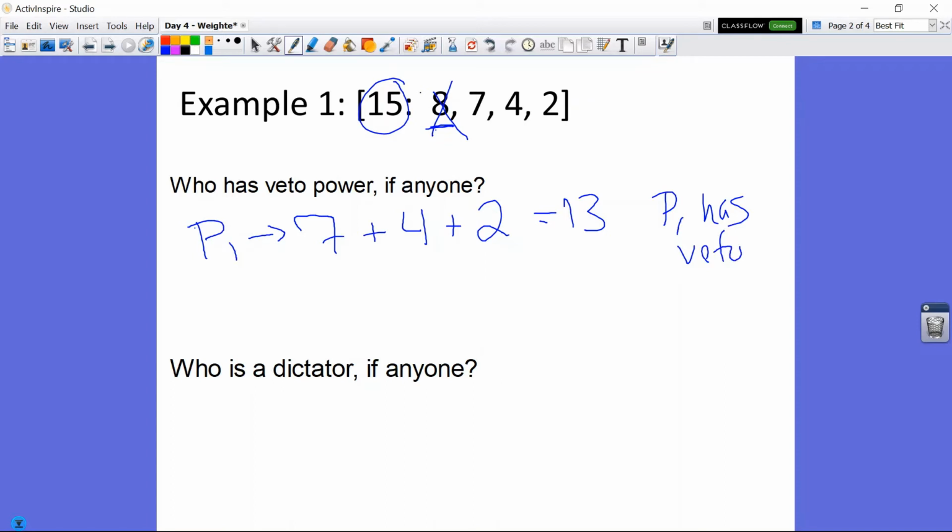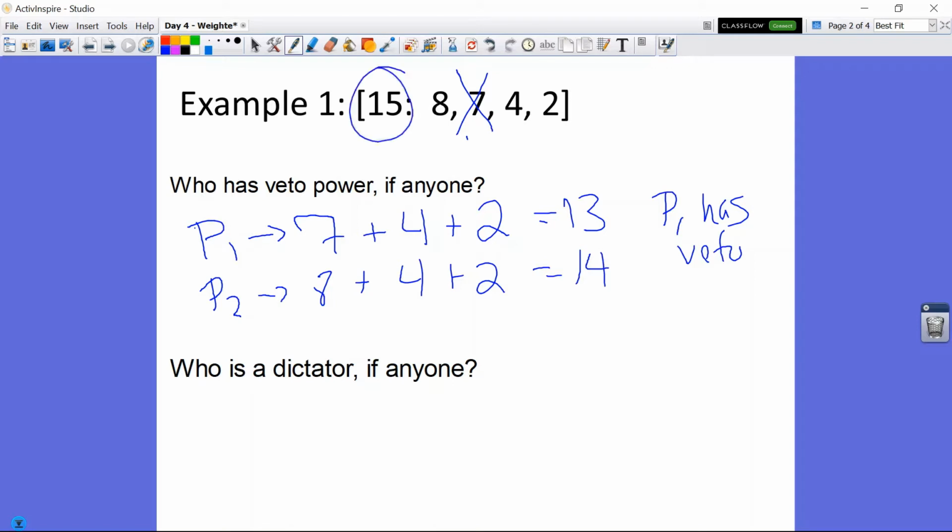All right, let's do the same thing for person 2. Now, once we're at person 2, person 1 is back in the mix. If person 2 says absolutely no way, not going to happen, then person 1, person 3, and person 4 would be voting together, and they have a total of 14 votes, which is still not meeting our quota. So person 2 also has veto power.